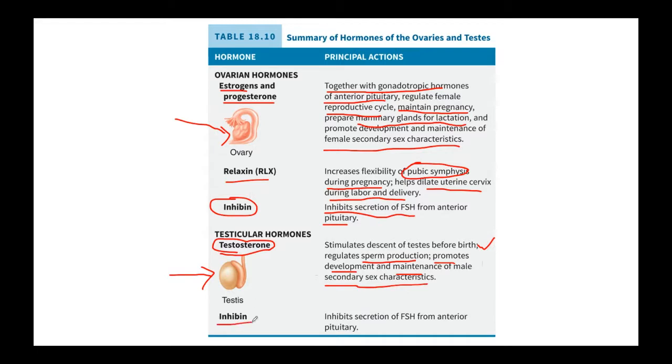And inhibin again, just like inhibin from the female, it inhibits the secretion of FSH, follicular stimulating hormone, from the anterior pituitary. So FSH is really involved with sperm production, and FSH is also involved with egg production.